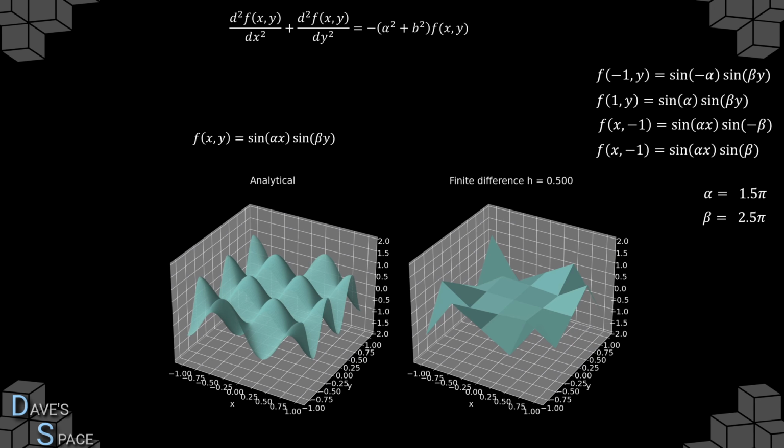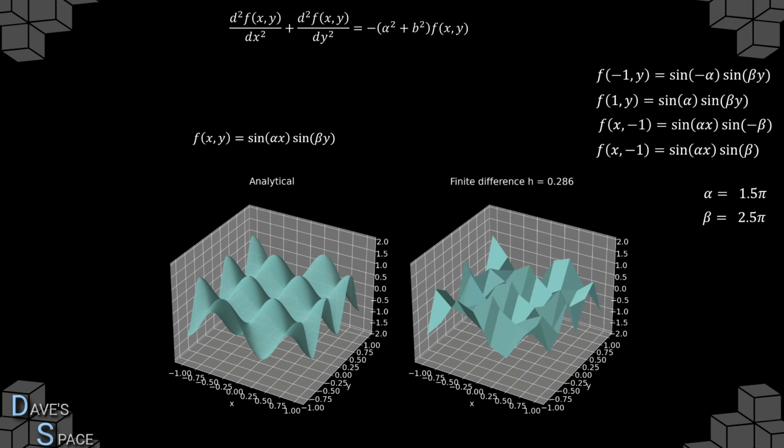And what I'll do is solve this equation for different grid spacings h on the right and compare it against the analytical solution on the left. And again, we can see some wild behaviour at first, with the solution eventually taking shape as the number of grid points increases. So the smaller the grid spacing, or the higher the number of grid points, the more accurate the solution becomes.